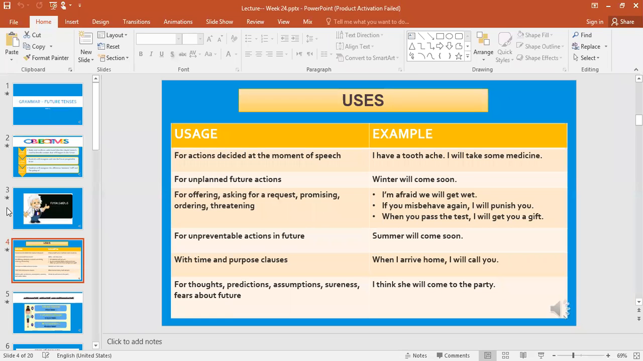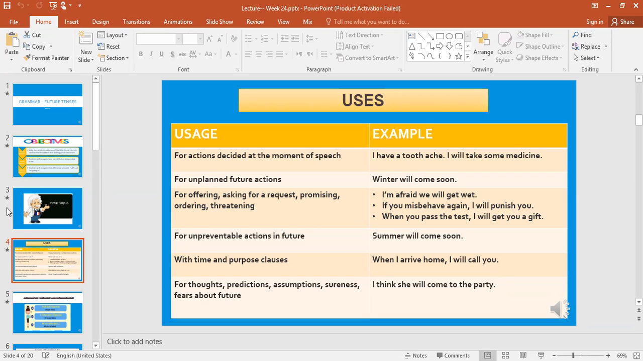For unplanned future actions, let's read the example. Winter will come soon. Do you plan for winter? Do you decide when winter comes and so on? No. Is it a planned action? Yes. You plan for winter and you decide that winter is going to come in January, for example? Unplanned. It's an unplanned action. So what's the difference between planned and unplanned? Who can tell me? Unplanned, that we can't predict. Unplanned, we didn't plan for it. A planned action is something that we planned for. For example, I planned with my friends to visit the teacher on Saturday. This is a planned action. So for unplanned future actions, actions that will happen in the future but are unplanned.